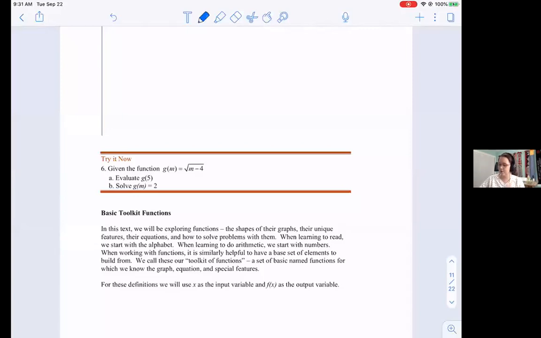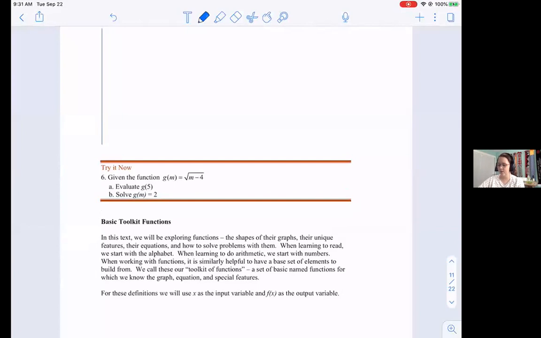It says given the function g of m equals the square root of m minus 4, evaluate for 5. So g of 5 is the square root of 5 take away 4. So g of 5 is the square root of 1. So we're just going to say g of 5 is 1. Solve g of m equals 2.